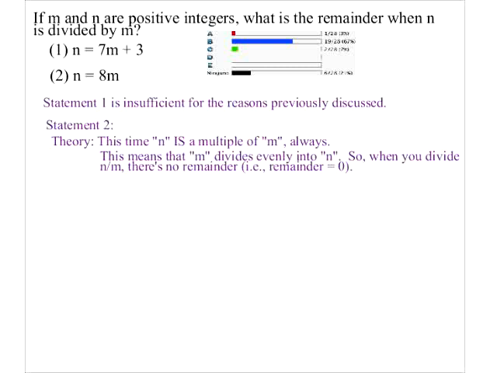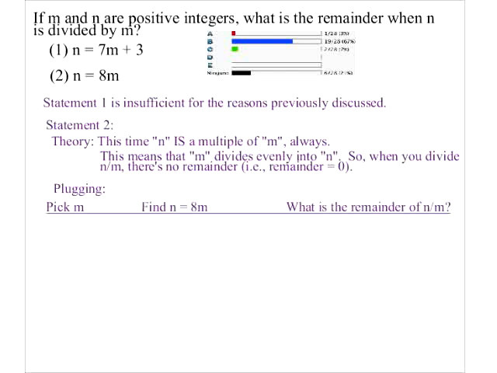Plugging method. Let's try a few cases. You can pick m, then find n, which is 8 times m, and then what is the remainder of that. So if m is 1, 2, 3, 4, 5, etc., then these are 8, 16, 24, 32, 40, and so on. Let me clean that up real quick. Okay. So when you do these divisions, you'll quickly notice what goes on.